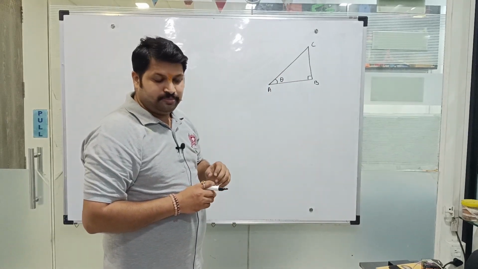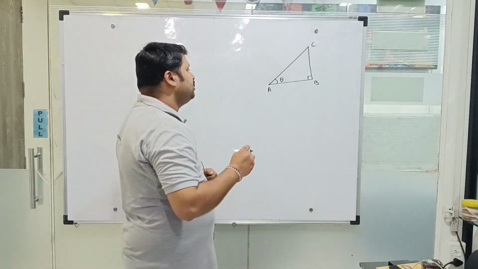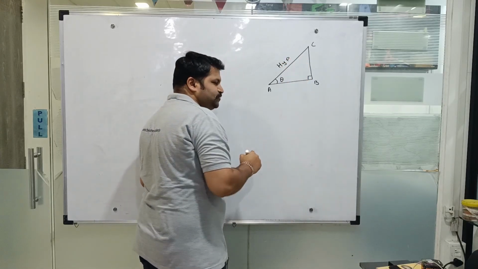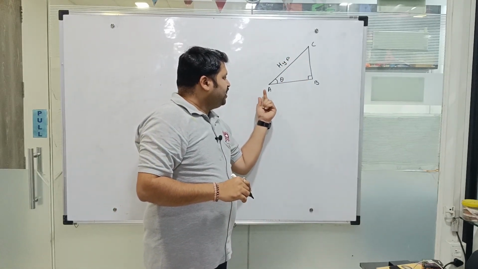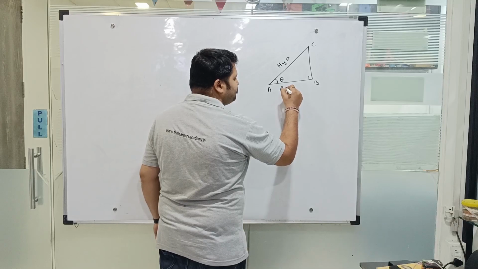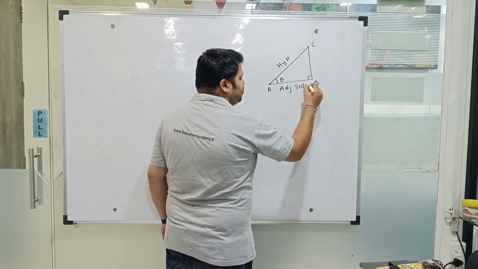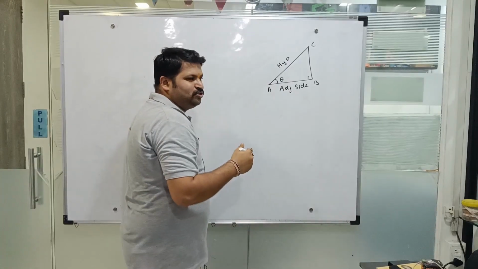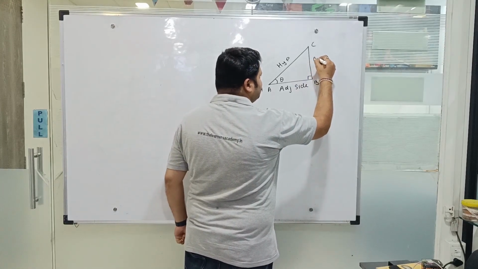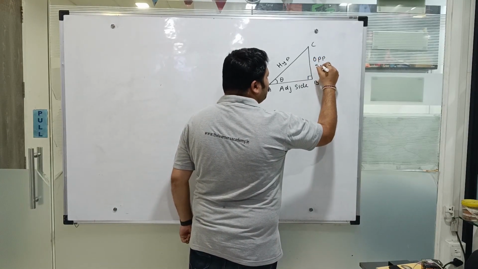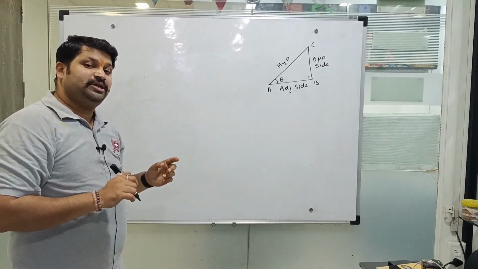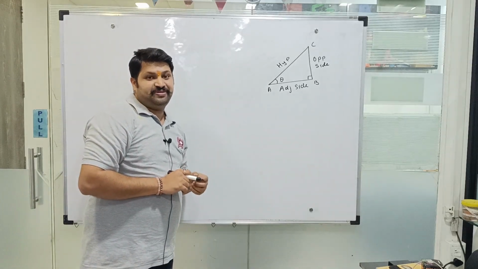So, as we know, in a right angle triangle, the side opposite to the right angle is called the hypotenuse. The line neighboring our angle theta, we will call it the adjacent side, and the side opposite to the theta would be called the opposite side. So side BC will be called the opposite side. Now, let us define all the 6 ratios that we had seen in the previous part.